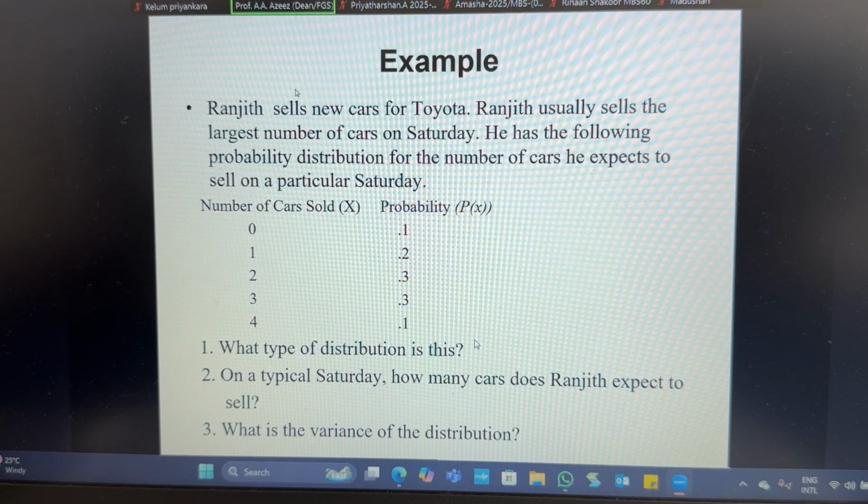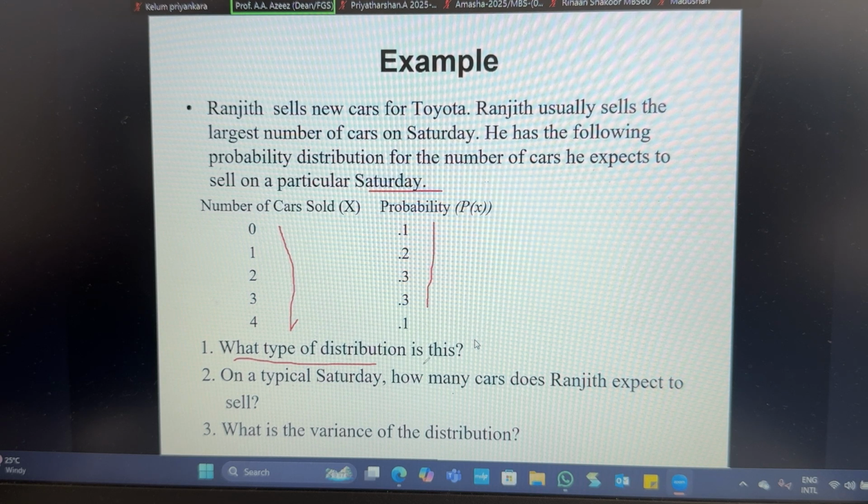Now let's move to the next sum. Ranjit sells new cars for Toyota. Ranjit usually sells the largest number of cars on Saturday. He has the following probability distribution for the number of cars he expects to sell on a particular Saturday. Now the number of cars sold is given here and the probability also is given.